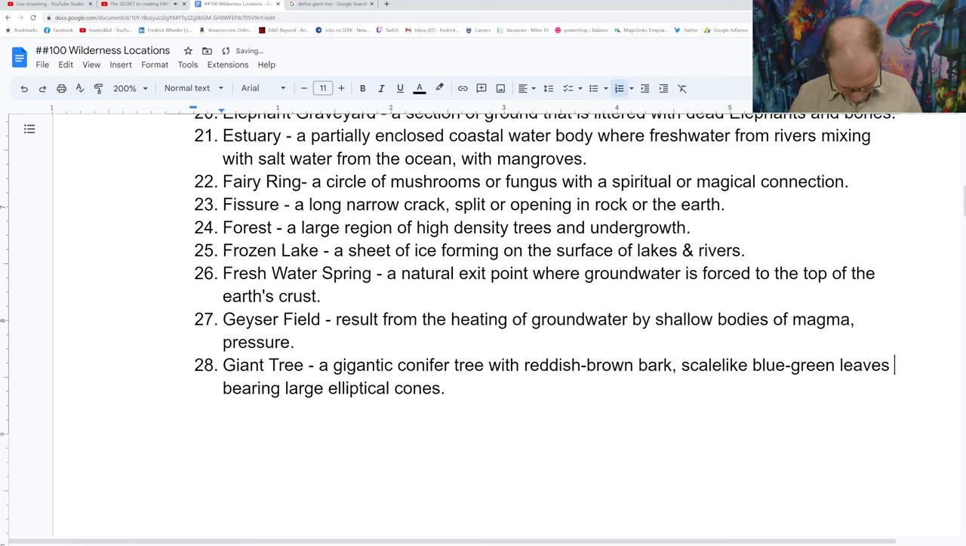And bearing large elliptical cones. Bam. There we go.